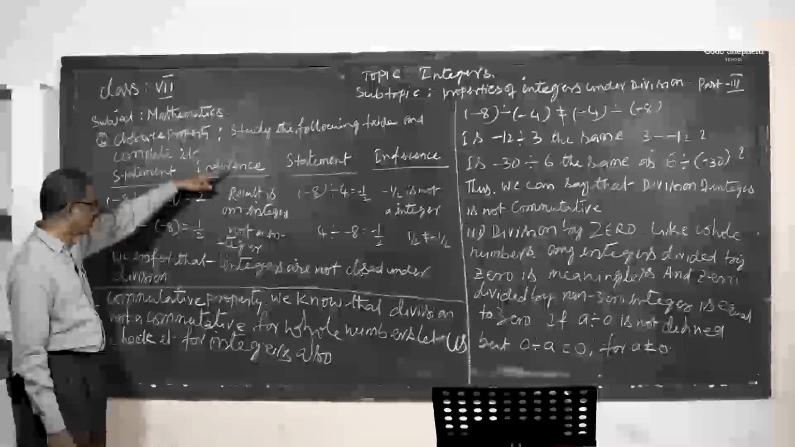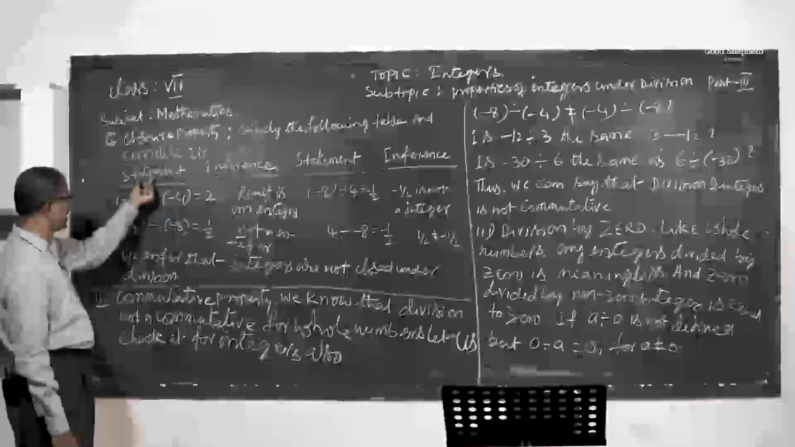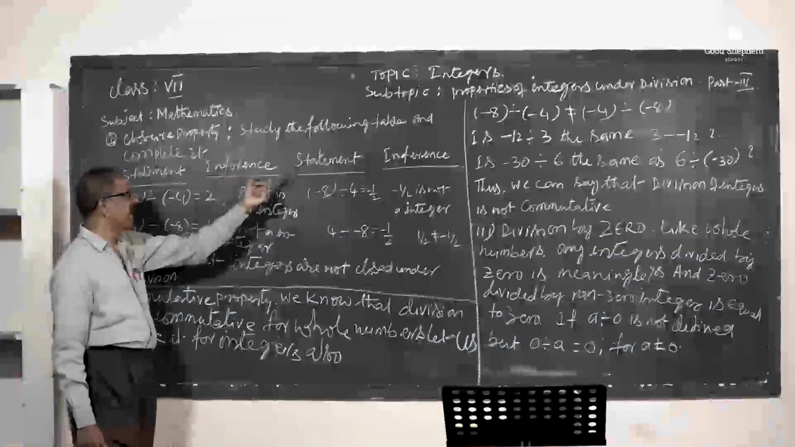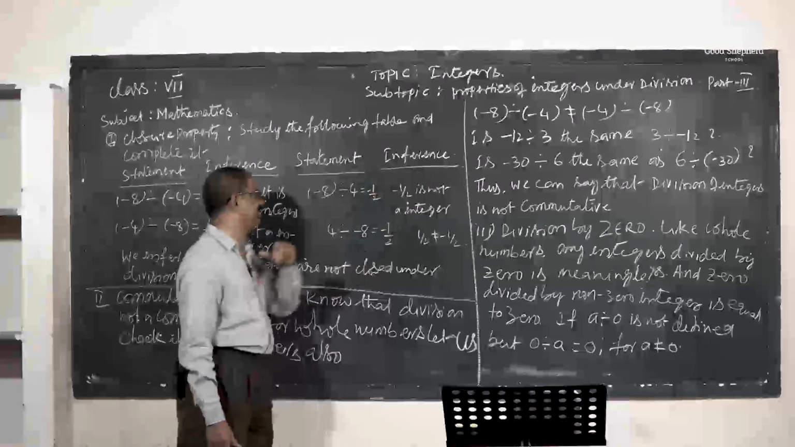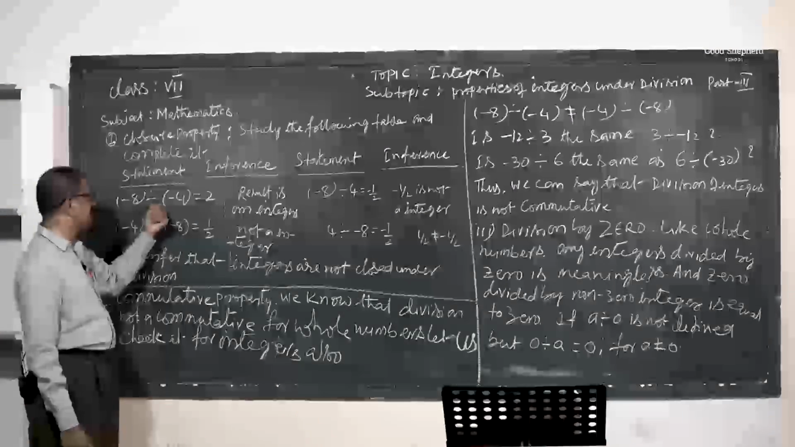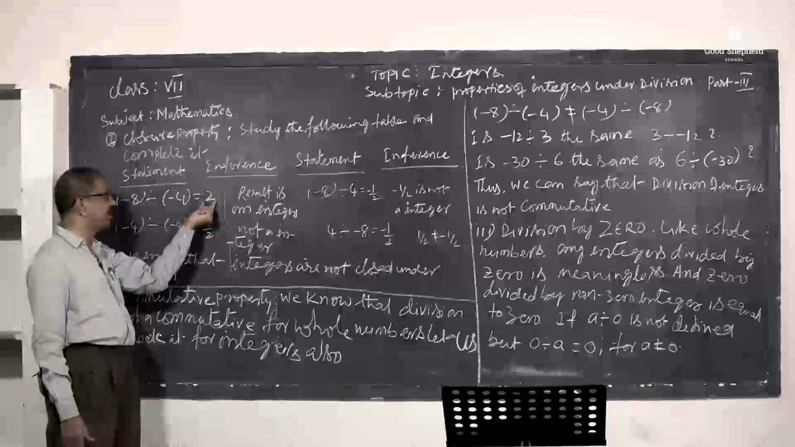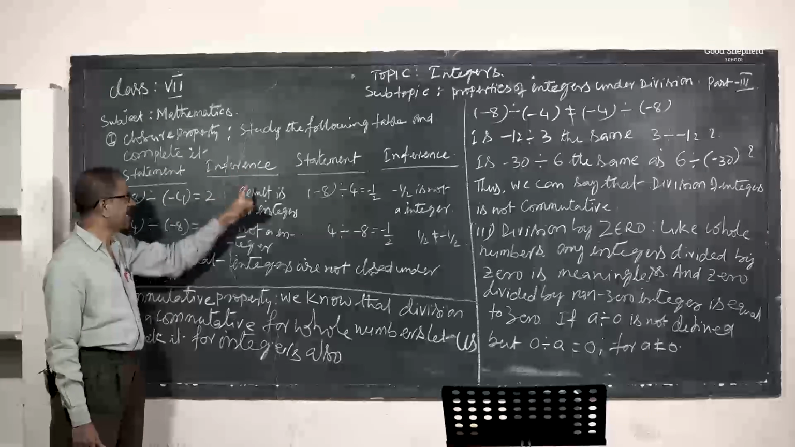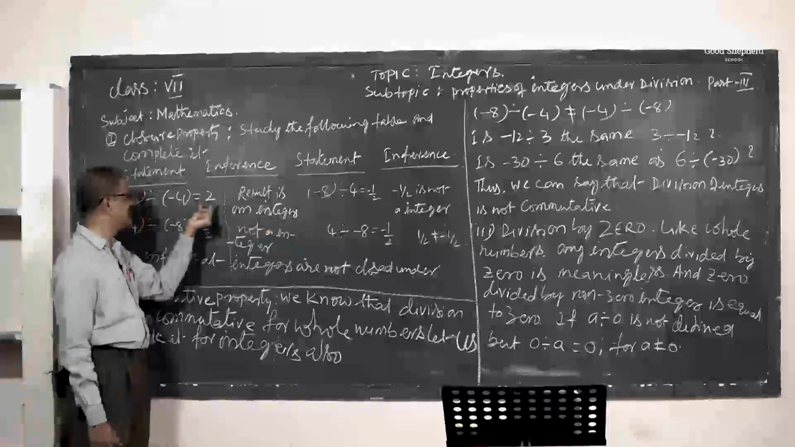Now, just observe this table I have given here, with the statements and the inference. When minus 8 is divided by minus 4, we get the value plus 2. What is the inference? The result is an integer.